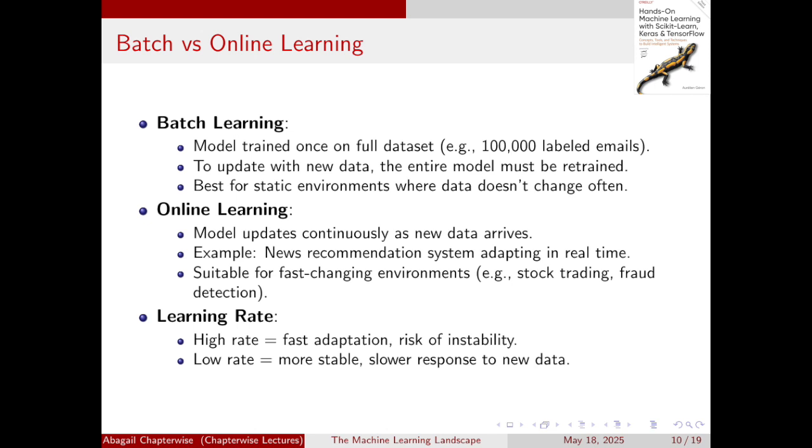Setting the learning rate correctly is crucial. Too high, and the model may become unstable. Too low, and it may become sluggish or unresponsive. In summary, batch learning is like printing a final version of a book: you write, edit, then publish. Online learning is more like writing a blog that evolves every day based on reader feedback.